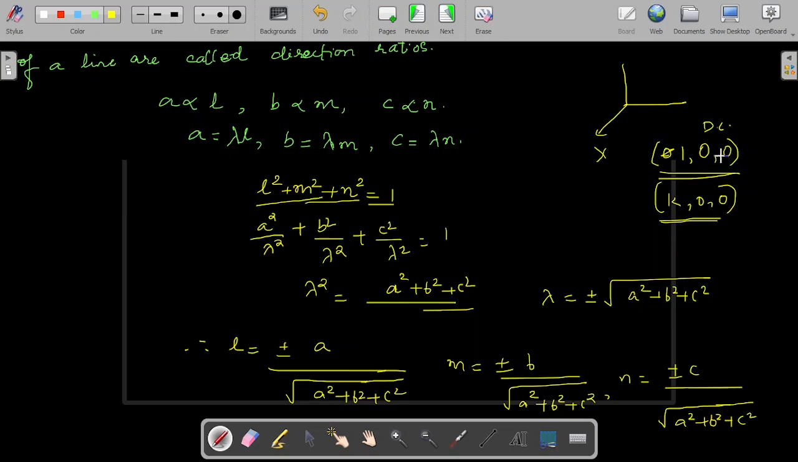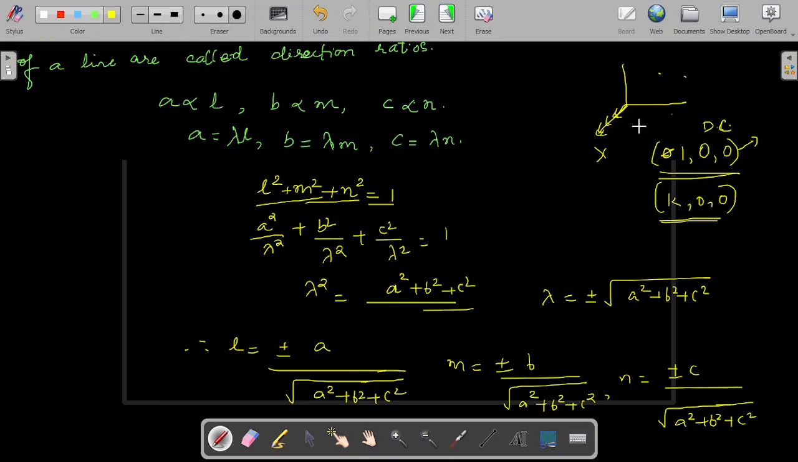1, 0, 0 is only the unit vector along the x-axis, whereas k, 0, 0 as direction ratios gives any vector in the direction of the x-axis with any magnitude. The direction cosines give you only unit magnitude. That is the main difference between direction cosines and direction ratios.